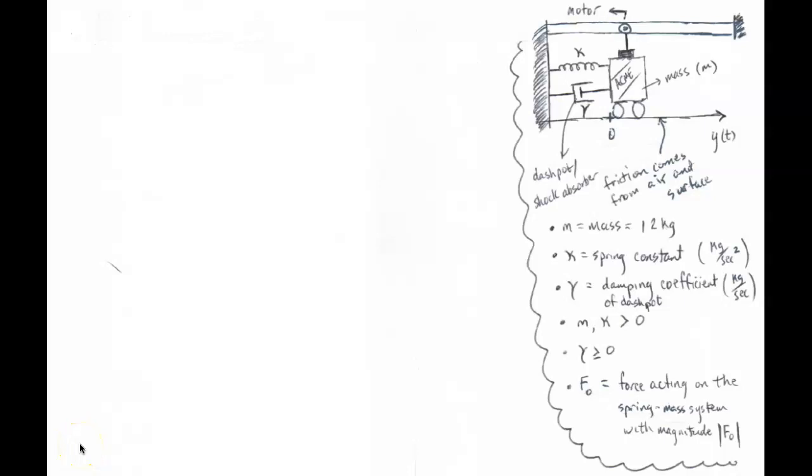This video will be the first video in a series of videos that will cover spring-mass systems. The first thing that we want to do is show how a second order linear homogeneous ordinary differential equation, where all of its coefficients are constant, can actually be used to model a spring-mass system.